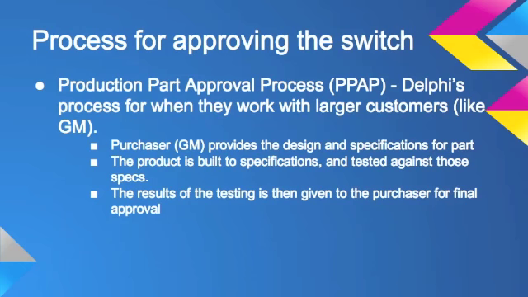Now there was a process for approving the switch. Delphi, which was GM's contractor, has a production part approval process. The purchaser, which was GM, provides the design and specifications for a part. The part is built to specifications and tested against those specs. The results of the testing are then given to the purchaser for final approval.